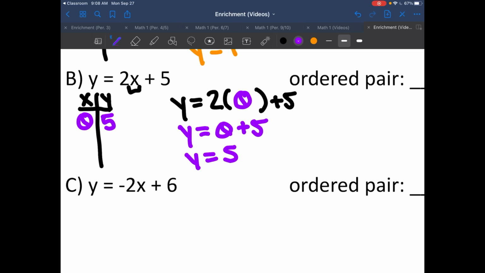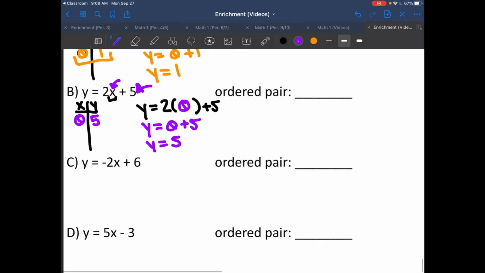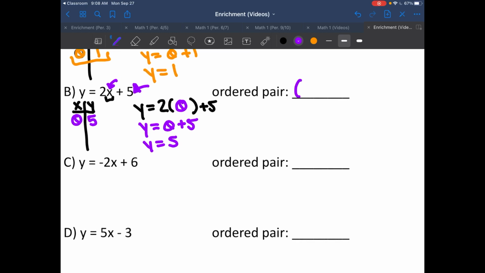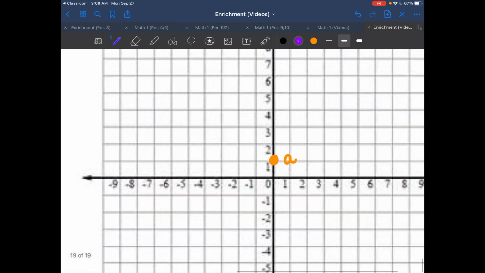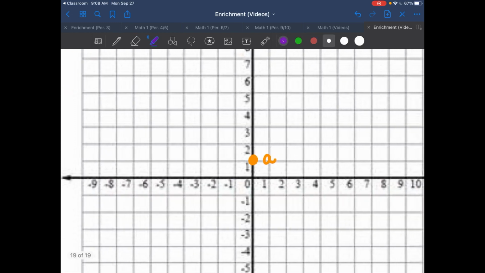Another way you can think about this is starting at time 0, right? This x is by itself, so we're starting at time 0, and then time 0's partner is 5. That's another way to think about it. The ordered pair, again, we just copy this guy, 0, comma 5, don't forget the parentheses. And when I graph this, I'm starting at time 0, and I'm going up to 5. So I'm going to plot a dot right there, and I'm going to call it letter B.